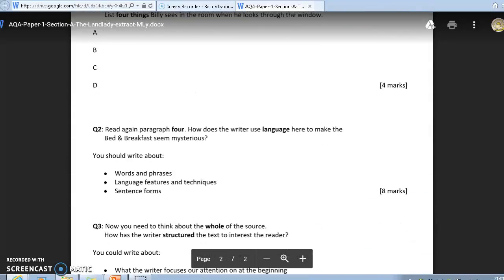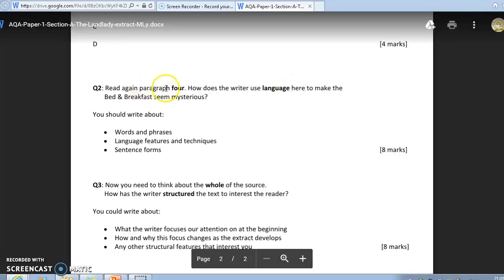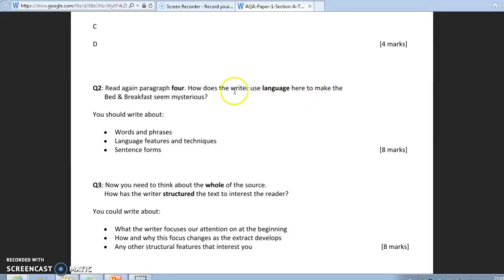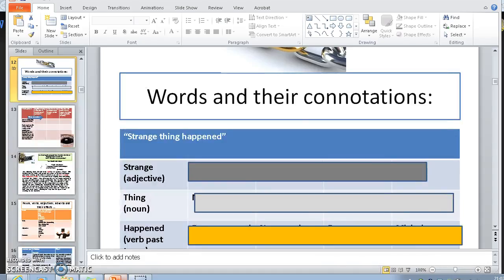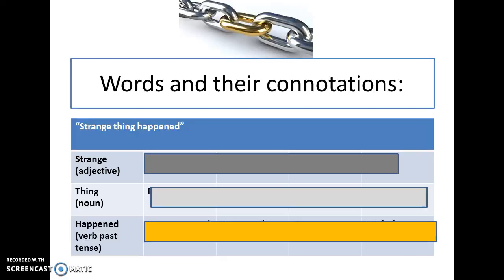I would like to focus on question 2. Here it is. Read again, paragraph 4. How does the writer use language here to make the bed and breakfast seem mysterious? Now, before we actually focus on answering it, I need you to think of ways to develop the skills you need for this question, which is language analysis skills, because you will need these skills for English Language Paper 2, question 3. Again, another kind of language question in which you'll be asked to focus on a specific number of lines or a specific paragraph. So if you develop that skill now, you'll be really confident for English Language Paper 2, question number 3 as well. So let's look at how we can develop those skills of language analysis.